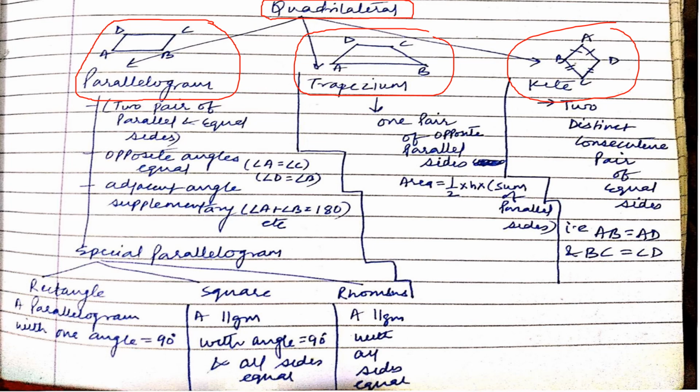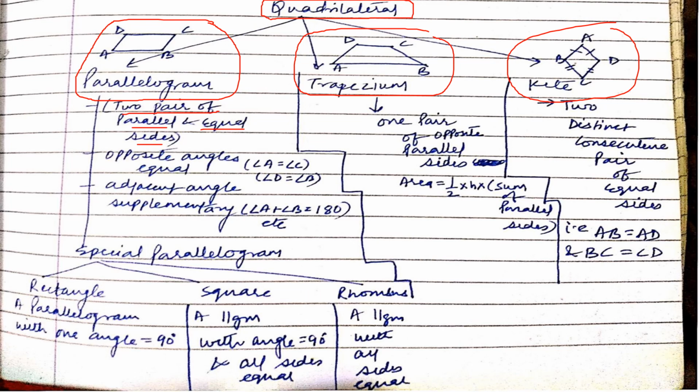parallelogram. What do you think? What is a parallelogram? A parallelogram is a quadrilateral in which there are two pairs of parallel and equal sides. What do you mean by two pairs? One pair means two. If you say I want a pair of sharpeners, you are buying two sharpeners. So pair means two. So in this case we have two pairs of equal and parallel sides.